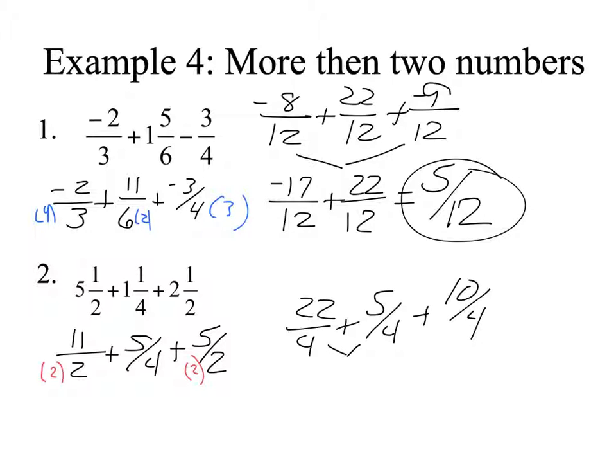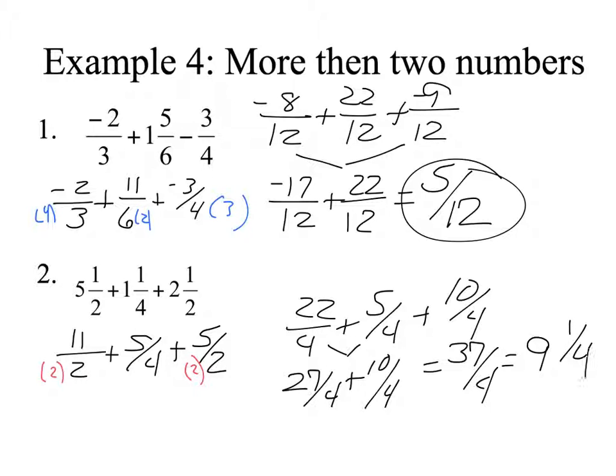Any order I want, so this is 27 over 4 plus 10 over 4. That's 37 over 4. Change that into a mixed number. 4 times 9 is 36. 37 minus 36 is 1. So 9 and 1/4 is my final answer for that second problem.